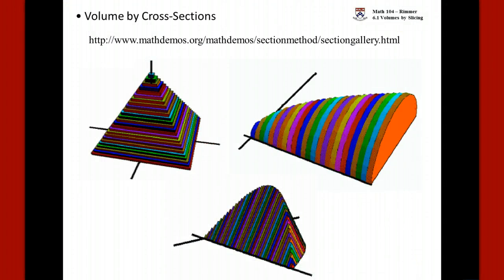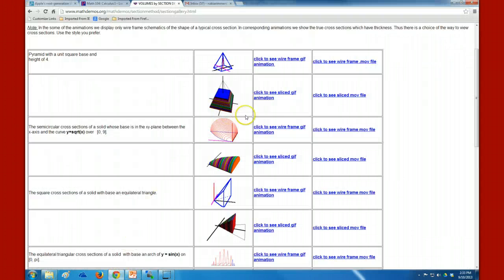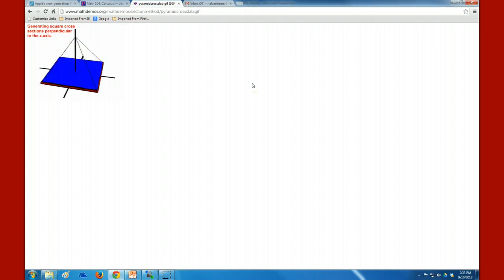So to get a grasp of volume by cross sections, let's take a look at a website where you have videos that describe how these shapes are formed. Let's take a look at the pyramid shape. If you stack a bunch of squares one on top of the other, you end up with a pyramid shape. If you could find the volume of each square, then you could find the volume of the pyramid.